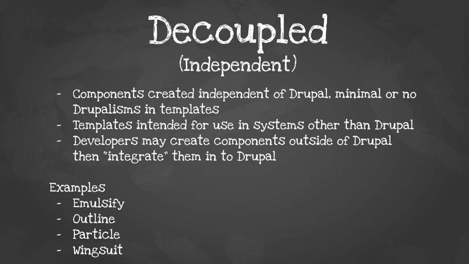Templates are intended for use in systems other than Drupal, right? There are a lot of other systems that can render Twig. So if you're intending to have a Symfony application and a Drupal application using the same Twig components, then once again, you're going to want to avoid the Drupal Twig functions. And then developers may create components outside of Drupal and then integrate them. This is the Storybook to Drupal first approach. We've seen some success with this, as far as allowing front-end developers to focus on what they're good at, right? Which is HTML, templating, CSS, JavaScript, and not worrying so much about the Drupal side of things.